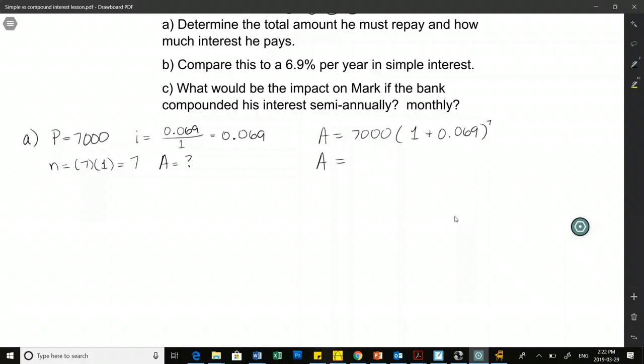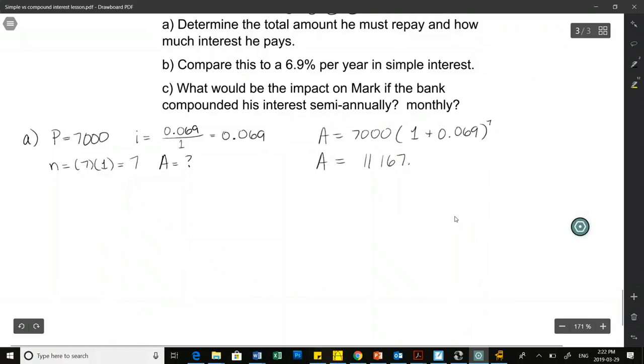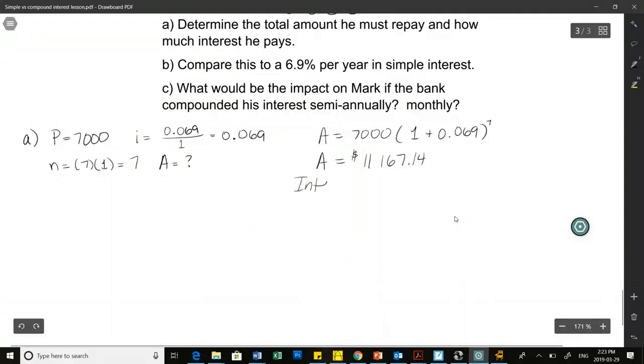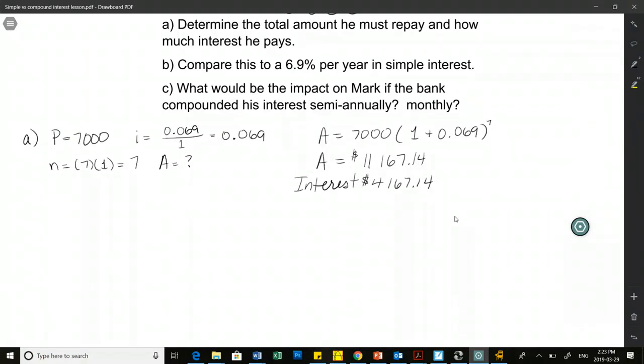What'd you guys get? 12,167. Okay, so he must repay $11,167.14. So he pays back the $7,000 plus how much interest does he actually pay back? $4,167 extra that he has to pay.